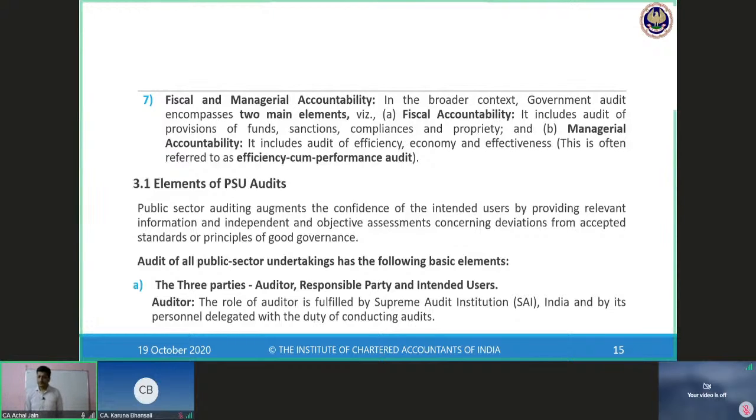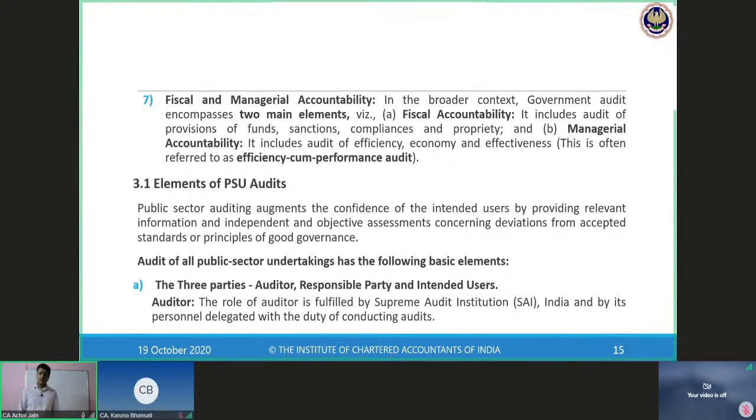Okay. So now moving on to the elements of PSU audits. PSU audit augments the confidence of intended users by providing relevant information and independent and objective assessments concerning deviations from accepted standards or principles of good governance. So let's understand what are the basic elements involved in their audit.